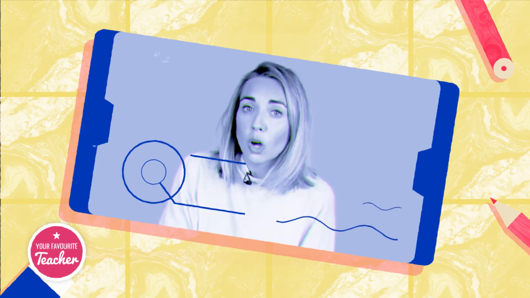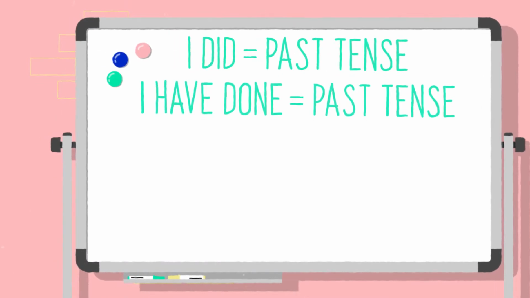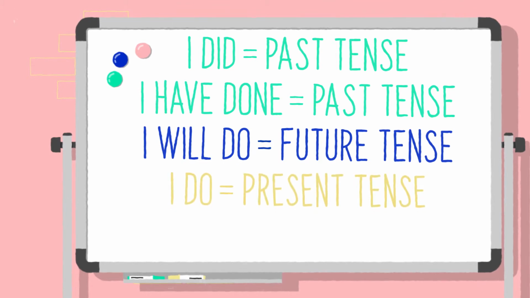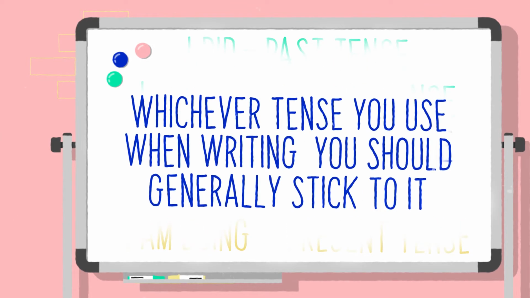Here are the most common ones. I did, past tense. I have done, past tense. I will do, future tense. I do, present tense. I am doing, present tense. Whichever tense you use when writing, you should generally stick to it. People often forget about the tense and switch it around, which makes life very confusing for the reader.